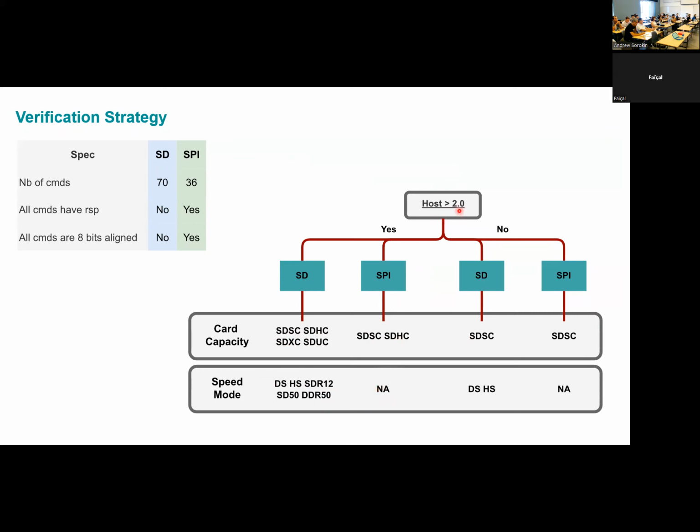If the host is below 2.0, then for SD, it needs to be SD standard capacity with default speed and high speed, and for SPI, only standard capacity. And as you can see here, for SD we have 70 commands, and for SPI we have 36 commands. So we need to create a big matrix to verify all these commands in every configuration possible.